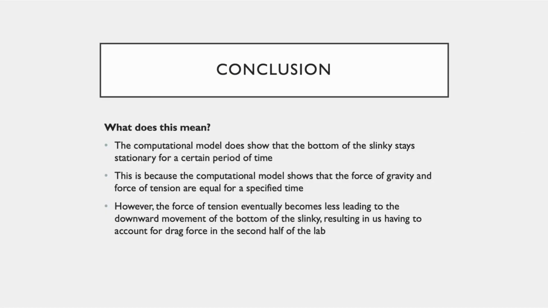Conclusion, what does this mean? The computational model does show that the bottom of the slinky stays stationary for a certain period of time. It is because the computational model shows that the force of gravity and force of tension are equal for a specified time. However, the force of tension eventually becomes less, leading to the downward movement of the bottom of the slinky, resulting in us having to account for the drag force in the second half of the lab. Thank you.